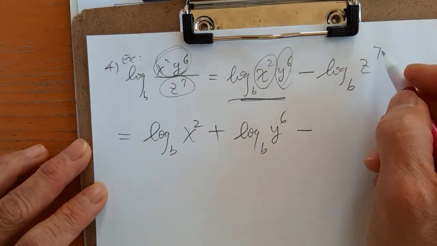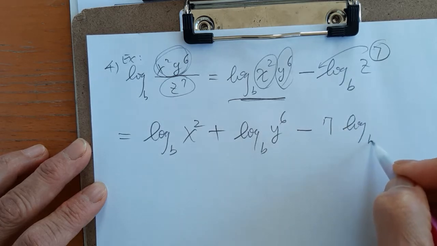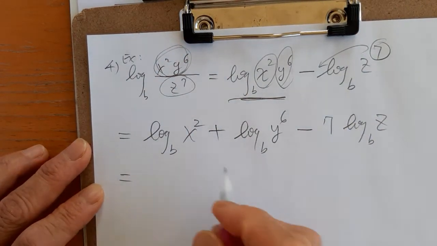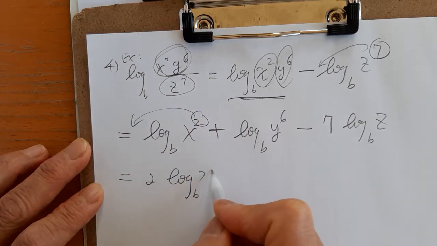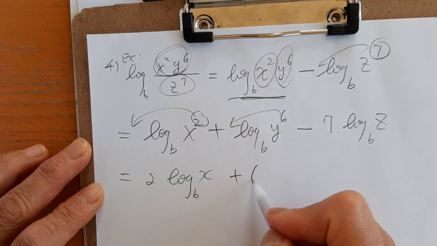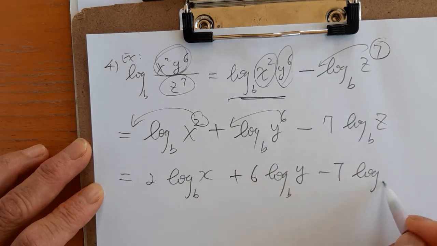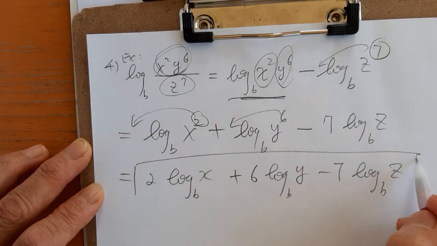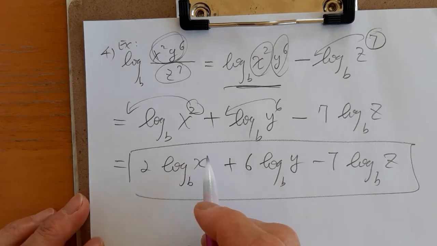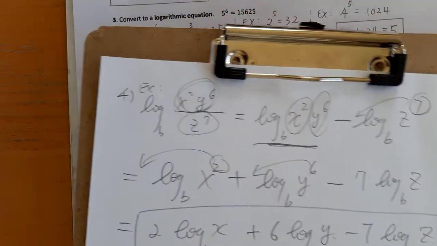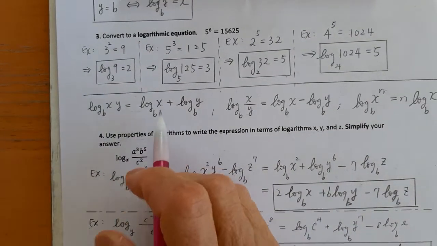Then use the power rule. The 7 comes down: 7 log z. Continue using the power rule: the 2 comes down, 2 log x, plus 6 log y, minus 7 log z. So after using the rules, we have written it in terms of log of x, y, z.